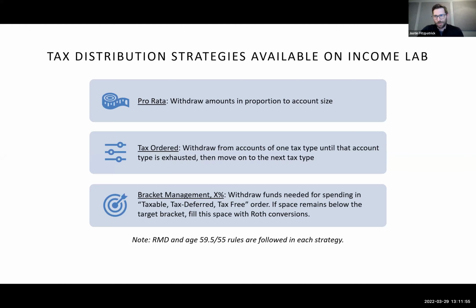So for example, in tax ordered, you might be trying to take taxable distributions, but if there are RMDs, those would be taken first. And if they're enough to provide all the income needed, you may not have taxable withdrawals in a given year at all because the RMDs take precedence.